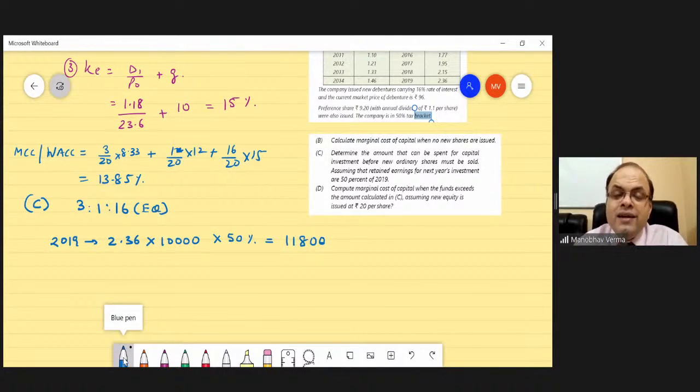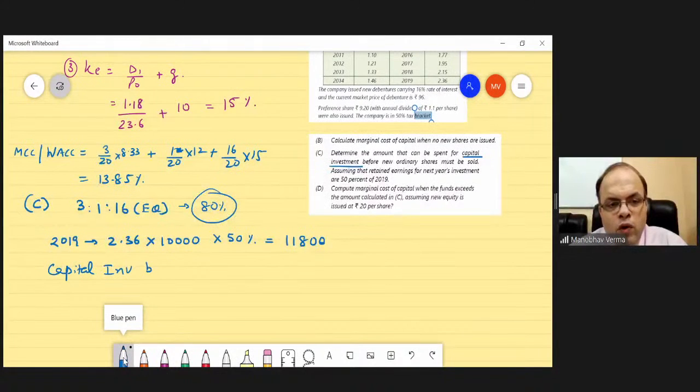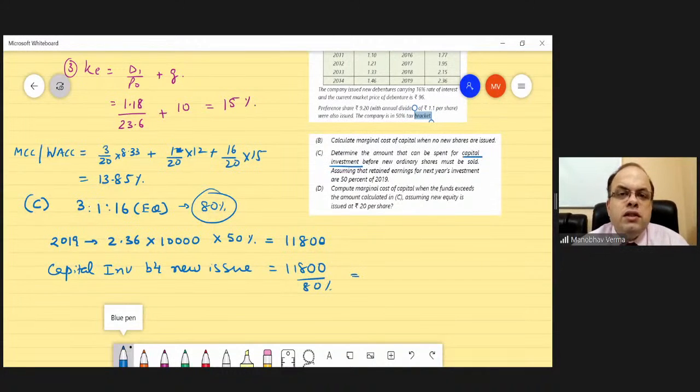Now, 11,800 is something which you can actually reinvest. So the question is, what amount can be spent for capital investment before new ordinary shares must be sold? Is the answer 11,800, guys? No. The question calls for capital investment. Now, we know that equity shares only form 80%, right? 16 by 20. So the capital investment before the new issue shouldn't be 11,800 upon 80%. Shouldn't that 11,800 represent that 80%? Absolutely, right? So 14,750 is what many of you have already mentioned in the query box. 14,750. Right? Make sense, guys?